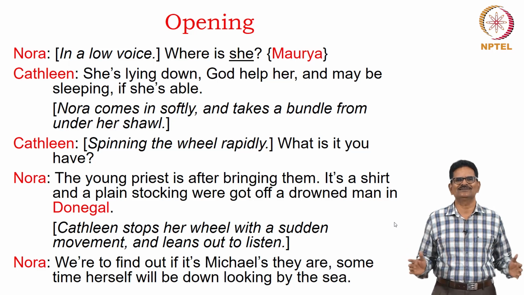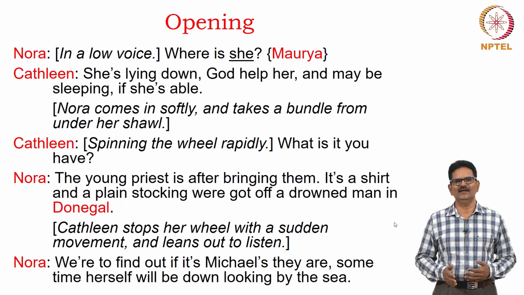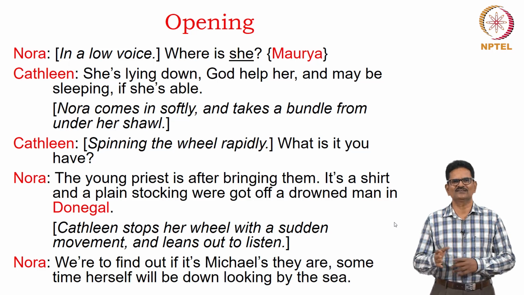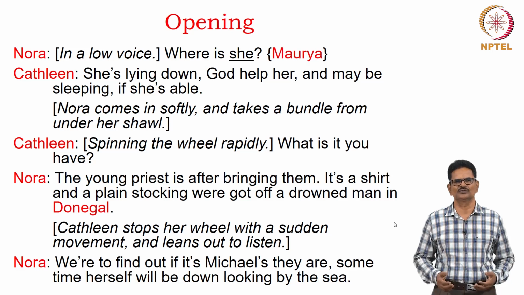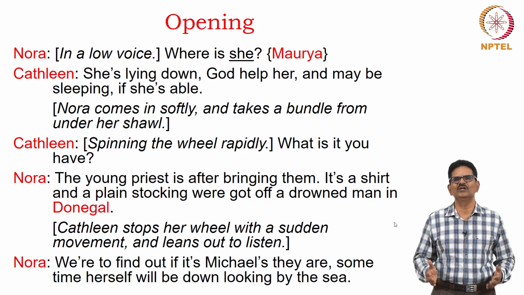Now suddenly Kathleen stops her wheel with a sudden movement and leans out to listen, because Michael, who went to the sea, hasn't returned for 9 days. That means some bundle of clothes has come to the house. There is something that they have to worry about. Nora now tells the truth. We are to find out if it is Michael's they are. Sometime herself will be down looking by the sea.